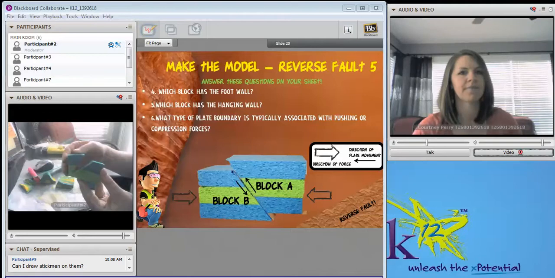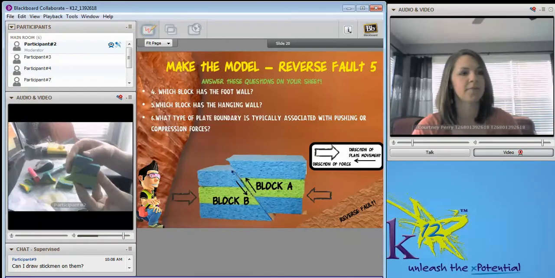Also in this Class Connect, we did models using clay to model these faults. They labeled the hanging wall and the foot wall, and then we noted which direction they were moving in order to determine what kind of faults they were seeing. So here's just a little snip of that.